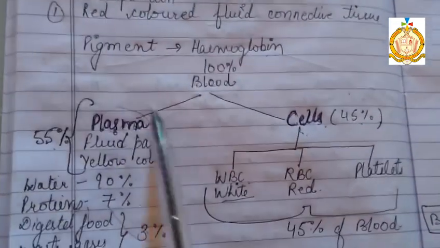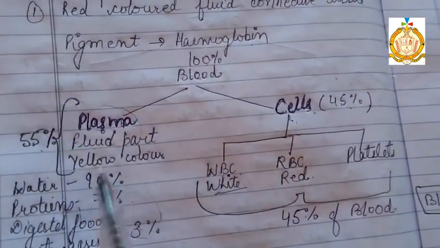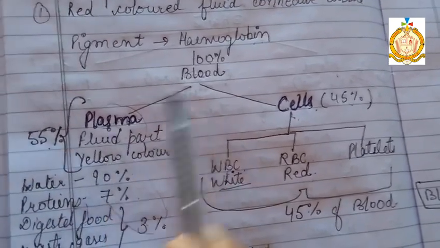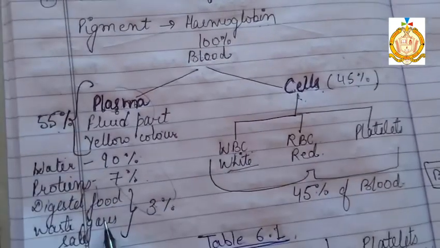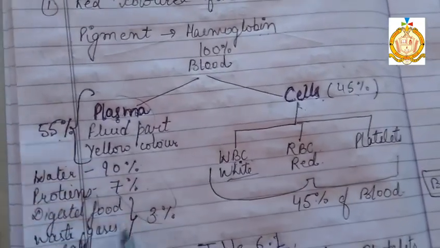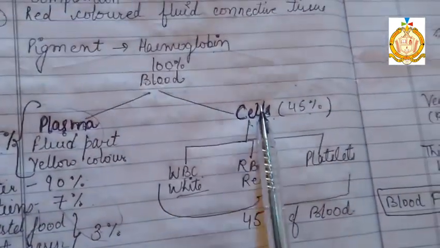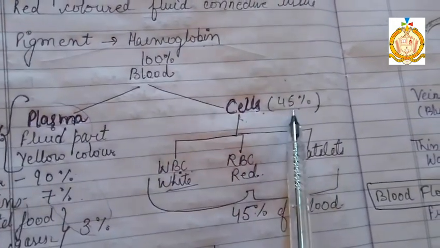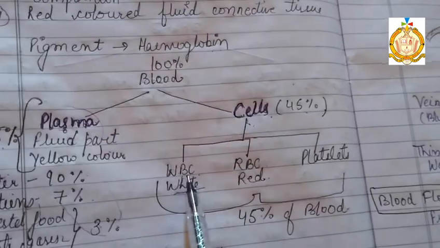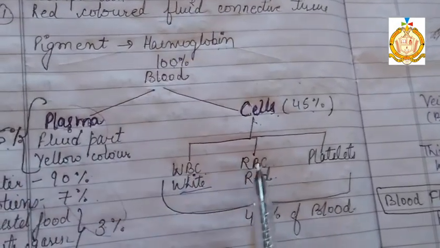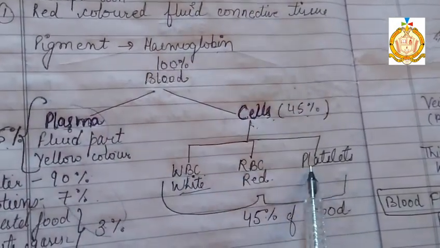Plasma. What is this plasma? Plasma is a fluid part and it is yellow in color. It makes up 55% of blood and it consists of all these things. Then the cells. Cells make up 45% of the blood, and these are of three types: white blood cells, red blood cells, and platelets.